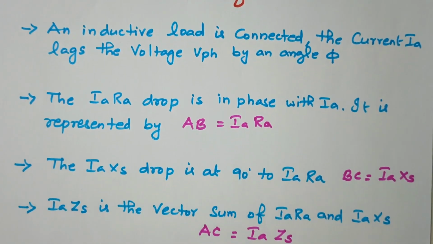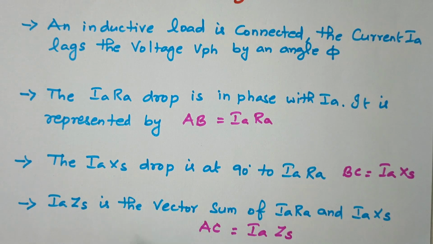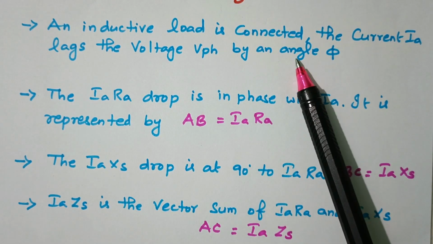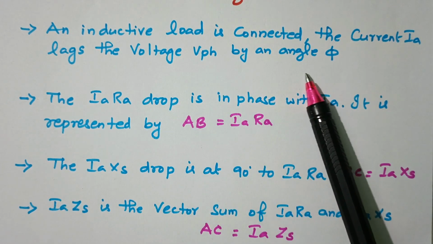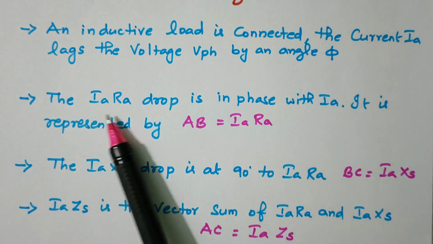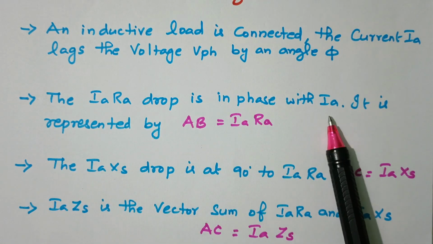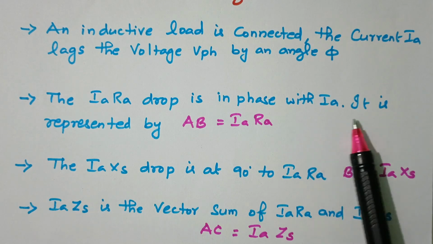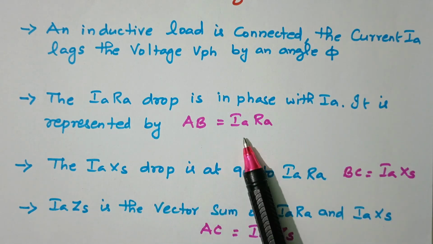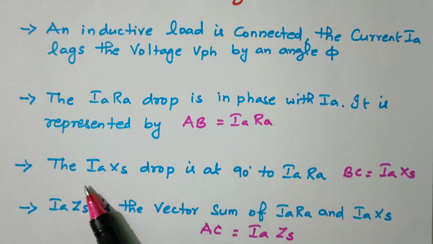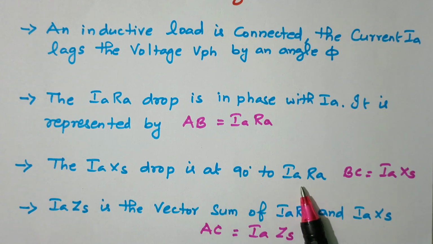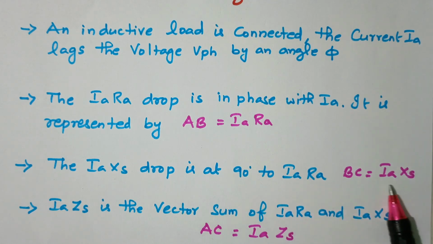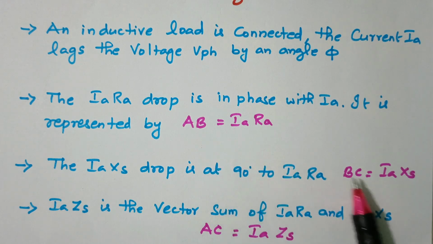So this description is given as what we discussed. An inductive load is connected, the current IA lags the voltage V phase by an angle phi. The IA RA drop is in phase with the IA, that we discussed in the diagram. So it is represented by AB equal to IA RA. Then the IA XS drop is at an angle of 90 degrees with IA RA. So BC equal to IA XS.